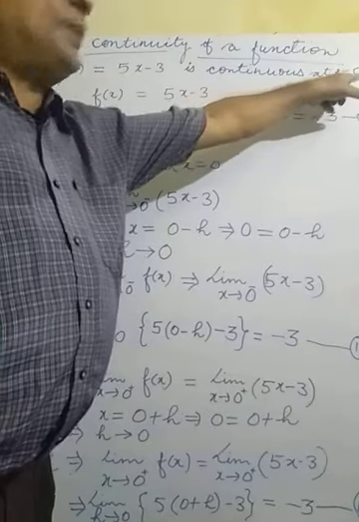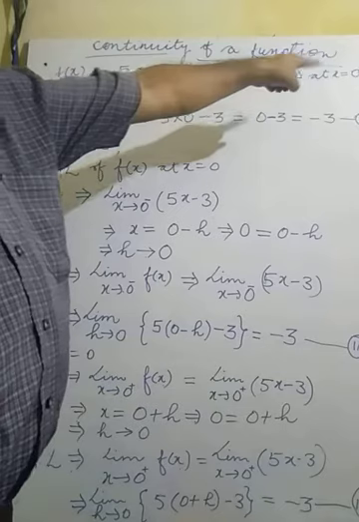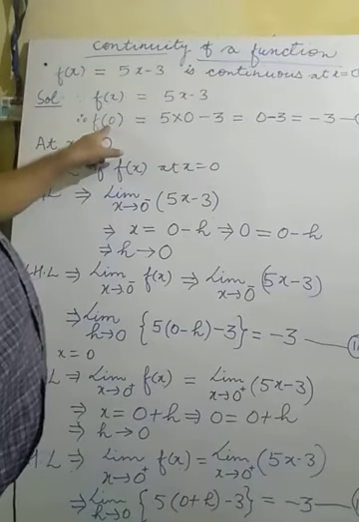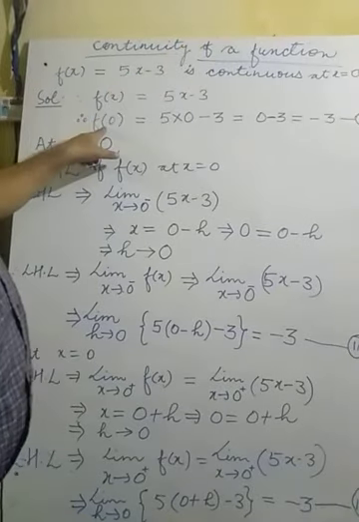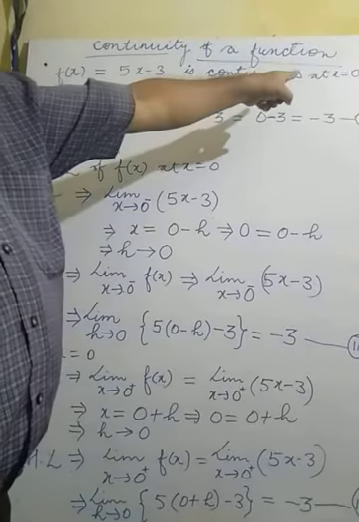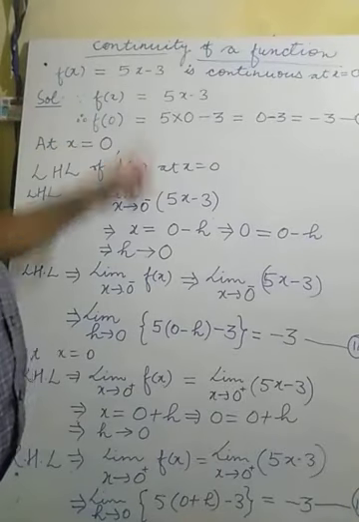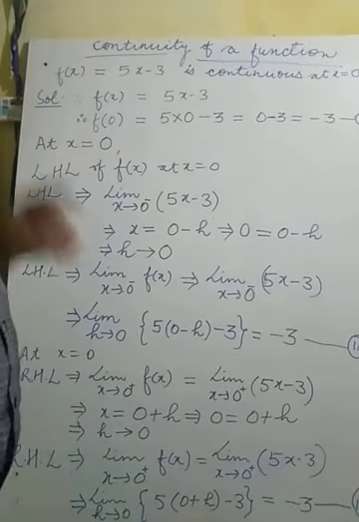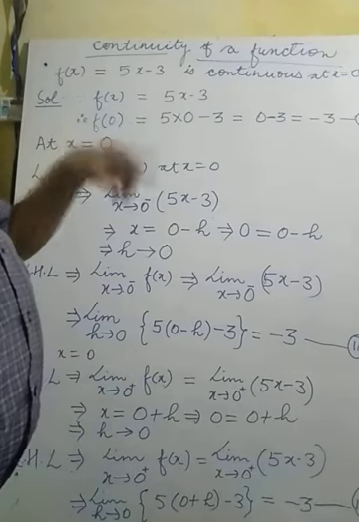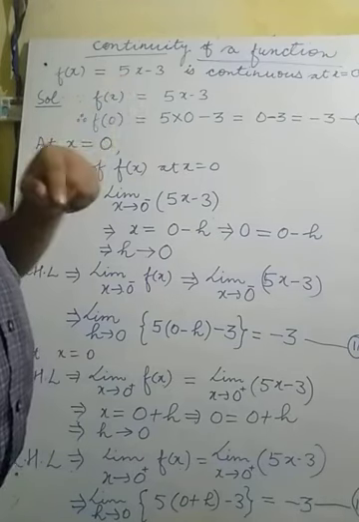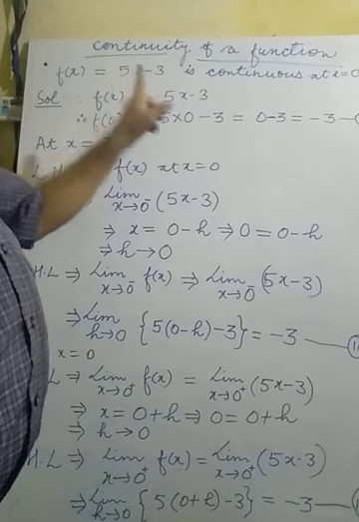If x equal to 1 is there, we have to find f(1). If x equals 2 is there, we have to find f(2). If x equals 3 is there, we have to note down f(3). If x equals minus 3 is there, we have to find f(minus 3). It means simply we have to put 0 or 1 or 2 or 3 or minus 3 in the place of x. That will be the value of the function.